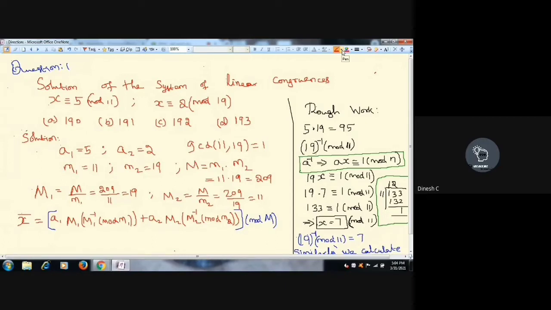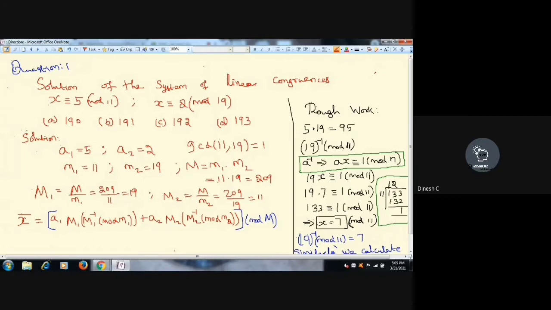First we verify that GCD of m1, m2 equals 1. Here the condition is satisfied. So we find the capital M value. Capital M is the product of small mi. Here we have two values, m1 and m2, so capital M equals 209. Capital M1 means capital M divided by small m1, so we get 19, and capital M2 equals 11.